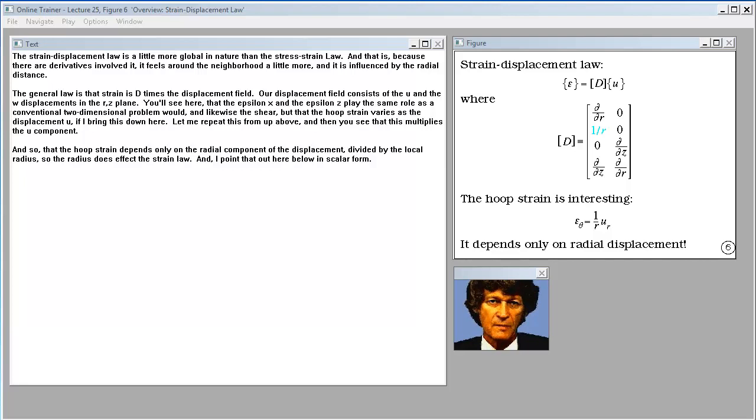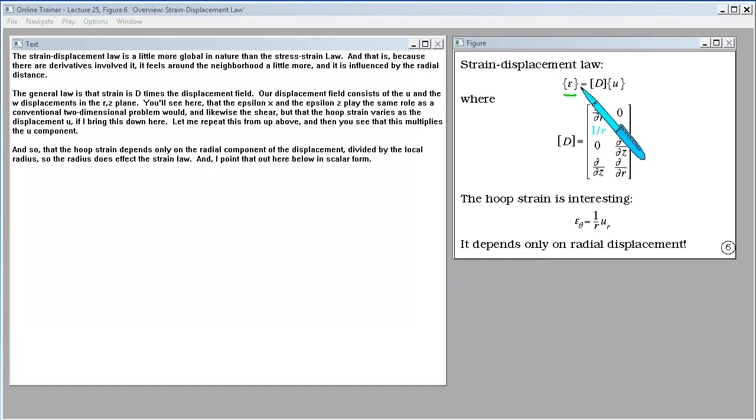The strain-displacement law is a little more global in nature than the stress-strain law. That is because there are derivatives involved, it feels around the neighborhood a little more, and it is influenced by the radial distance. The general law is that strain is D times the displacement field. Our displacement field consists of the u and the w displacements in the RZ plane.